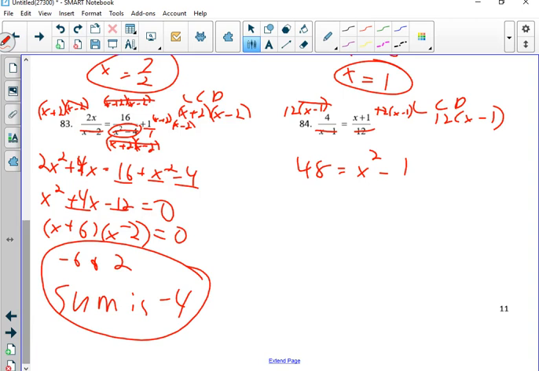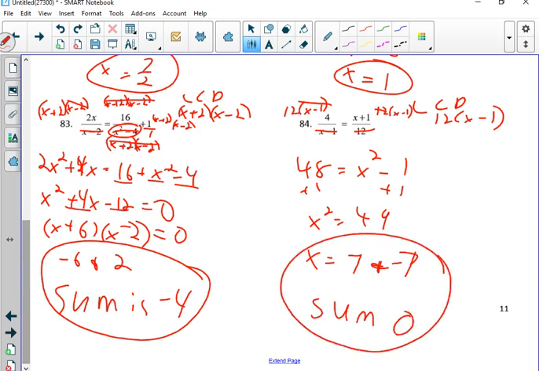Well, since I don't have an x, I don't want everything on the same side. I'm going to move the 1 over. That gives me x squared equals 49. So my answer is, and I'm going to write 7 and negative 7, because I want you to remember there's two answers, and I have to do the sum, which is 0. I could have also written it as plus or minus 7, but I want you to remember that you have to add those both together to get 0 for an answer. And that is it for that unit.